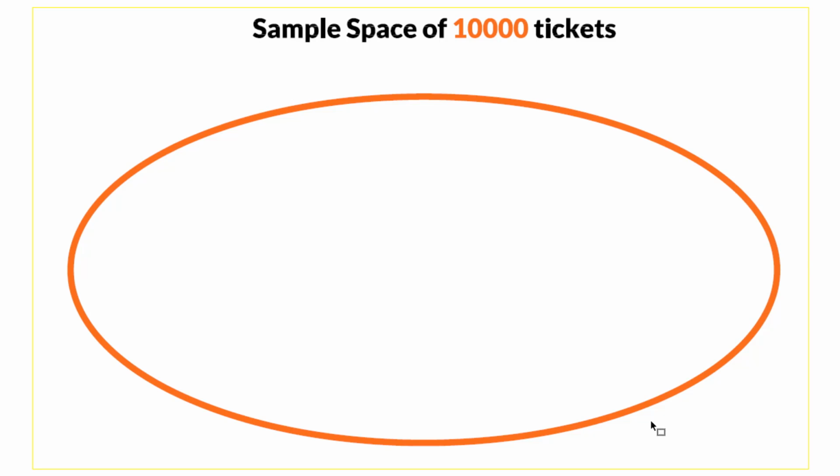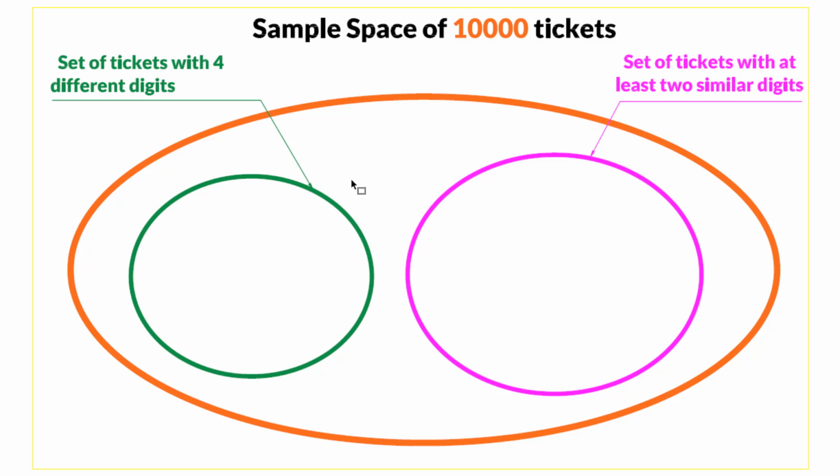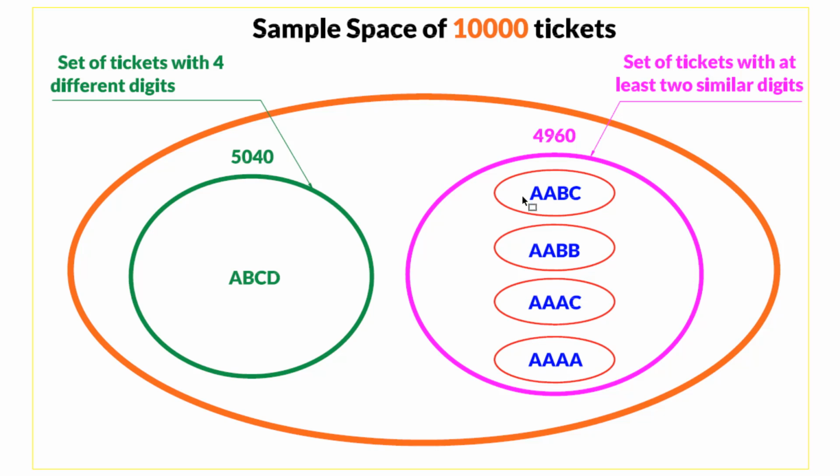So we are going to represent the sample space using a Venn diagram. We have a sample space of 10,000 tickets, and inside of it we have 2 subgroups. The first one is the set of tickets with 4 different digits, and the second one is the set of tickets with at least 2 similar digits. We have seen that the number of tickets with 4 different digits is 5040, and the number of tickets with at least 2 similar digits is 4960. But inside this group we also have another 4 subgroups, which are the tickets in the form AABC, AABB, AAAB, and 4 A's. And this is the first group here.